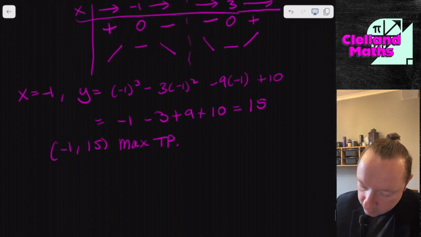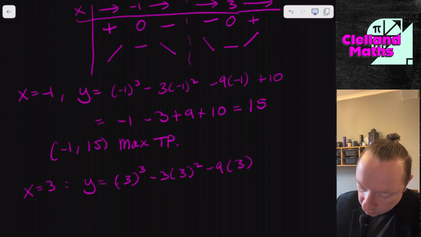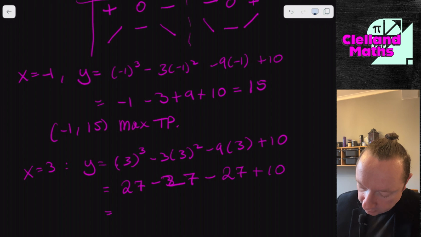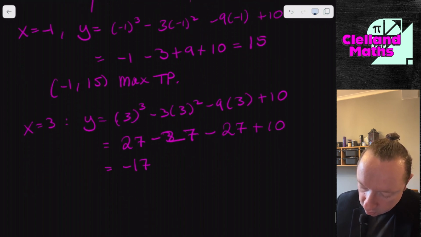Do the same for 3. When x equals 3, y equals 3 cubed minus 3 times 3 squared minus 9 times 3 plus 10. 3 3s is 9, times 3 is 27, and 9 times 3 is 27 again, plus 10. The first two cancel, so it's minus 27 and 10, which is minus 17. And that's a min. So (3, minus 17) is a min turning point.